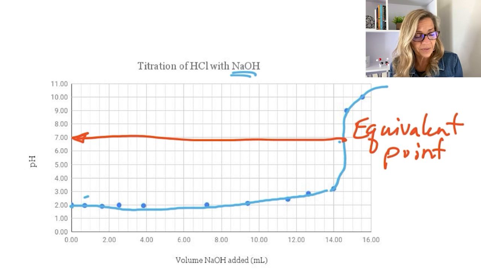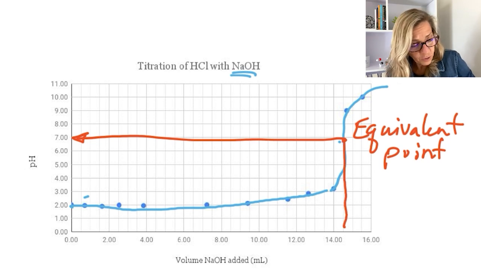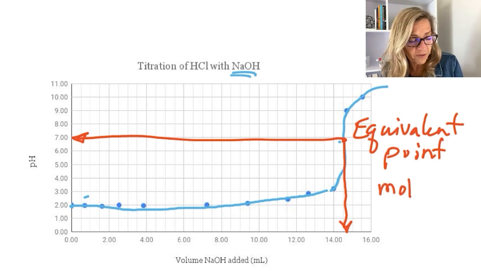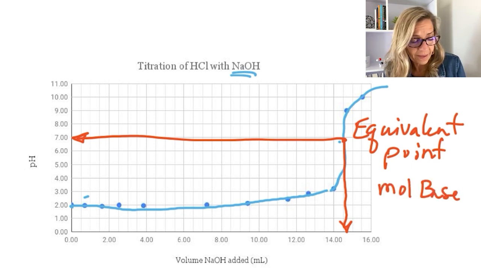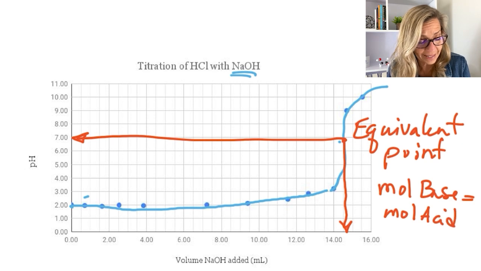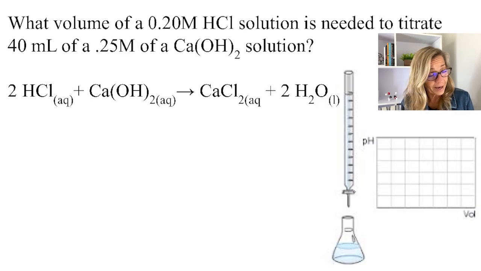And what is equivalent at this point? Well, if you drop down to this volume right here of sodium hydroxide that you added, the moles of base are equal to the moles of acid in that flask. Moles of base equal to moles of acid. And this is where you can just do a little stoichiometry calculation. So let me show you what I mean.